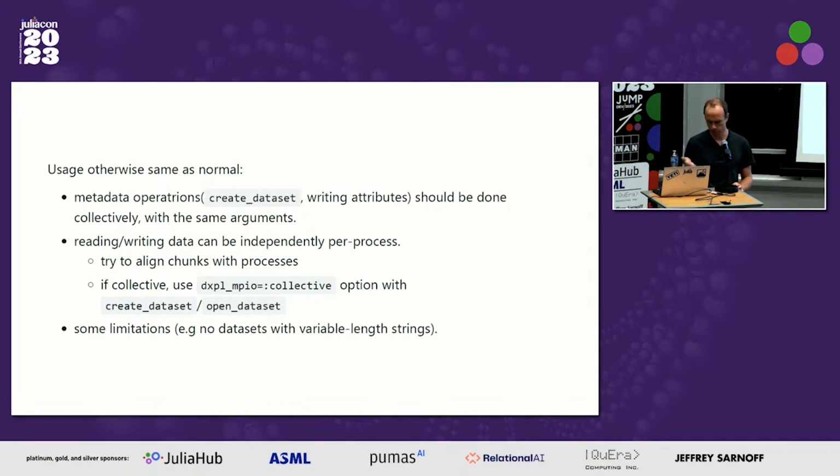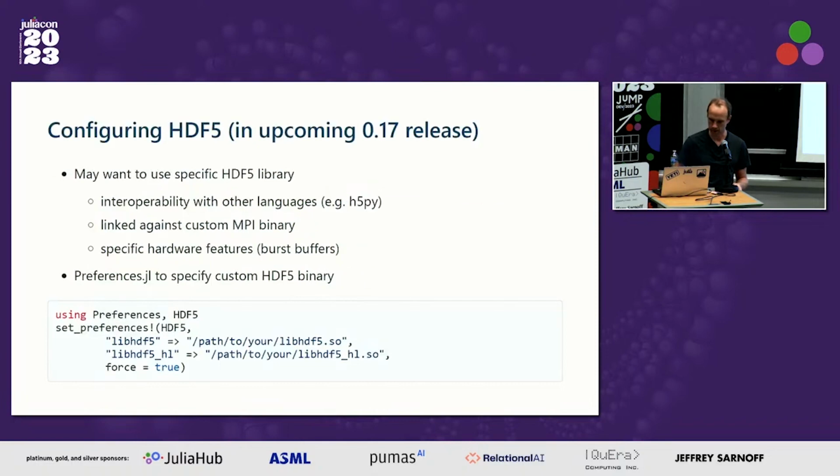The main thing for performance reasons, if you're using chunks, is that you want to align those with the process boundaries. It doesn't have to, but you'll get better performance. And there's this option called collective, which basically says, if you know all the processes are going to be writing at the same time, you can use this option, which may give better performance. Couldn't tell you. There are a few limitations, so you can't use variable length strings in datasets, for example. So anything where it has to use adaptive memory, because it has to be able to pre-allocate a bunch of the space up front.